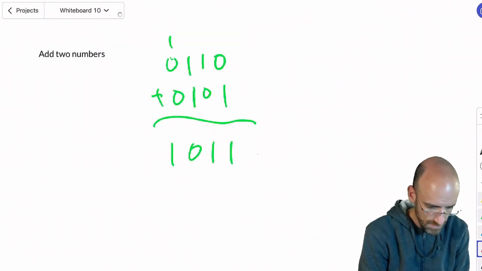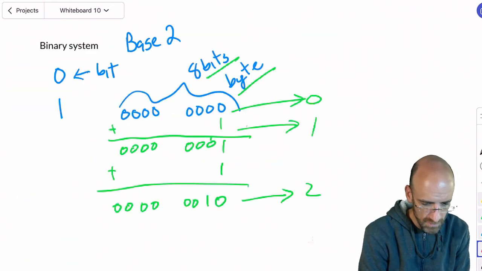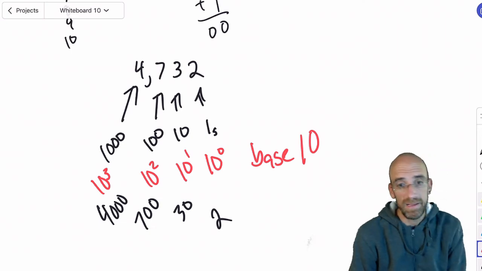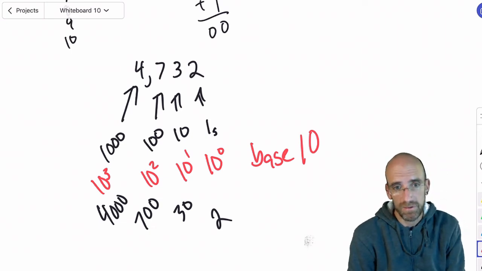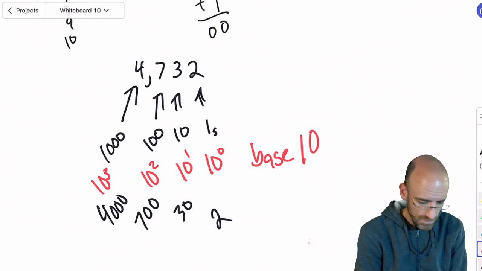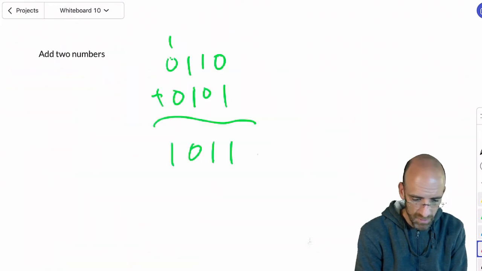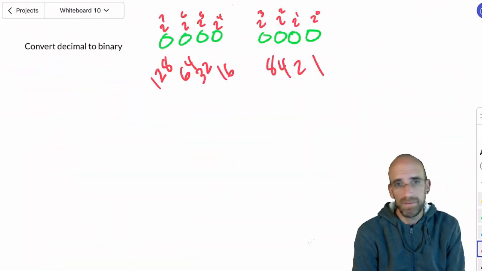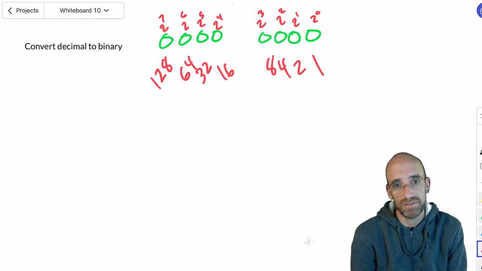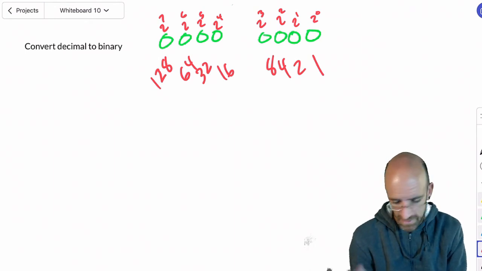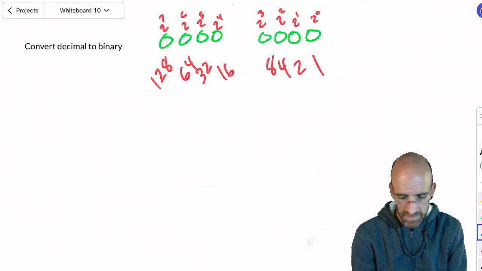Just like in base 10 we have 10 to the 0, 10 to the first, 10 to the second, 10 to the third, we're doing the same exact thing, except that we're doing it with 2s. It feels a little less natural because you're not as used to it, but it's the same logic.